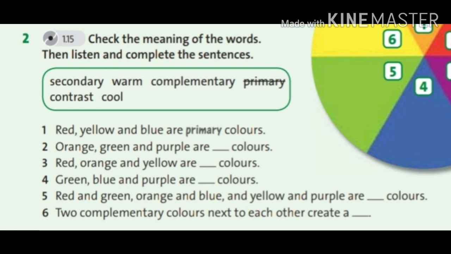Every colour has got a complementary colour. Complementary colours are 1 warm colour and 1 cool colour, like red and green, orange and blue, or yellow and purple. There is a contrast when 2 complementary colours are next to each other in a picture.